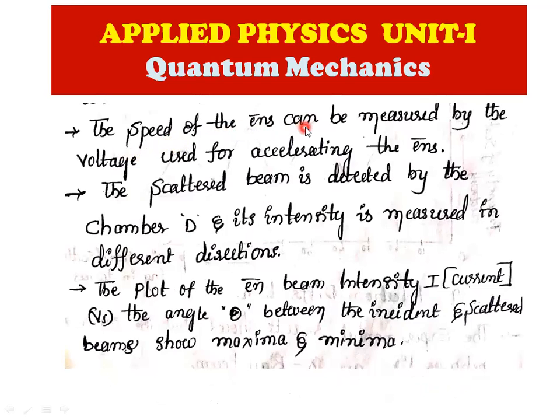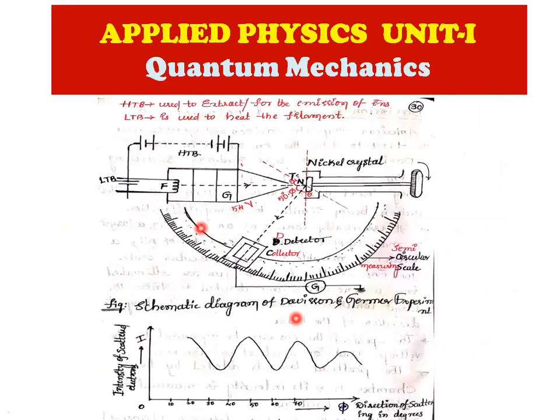The speed of the electrons can be controlled by the accelerating voltage. The scattered beam is detected by the chamber D, and its intensity is measured in different directions. The plot of electron beam intensity I versus angle theta is drawn. That can be seen in the figure, where we find maxima and minima. This is the experimental setup.